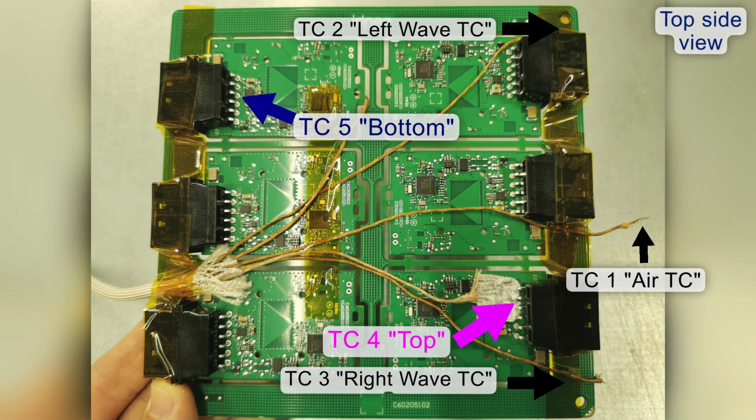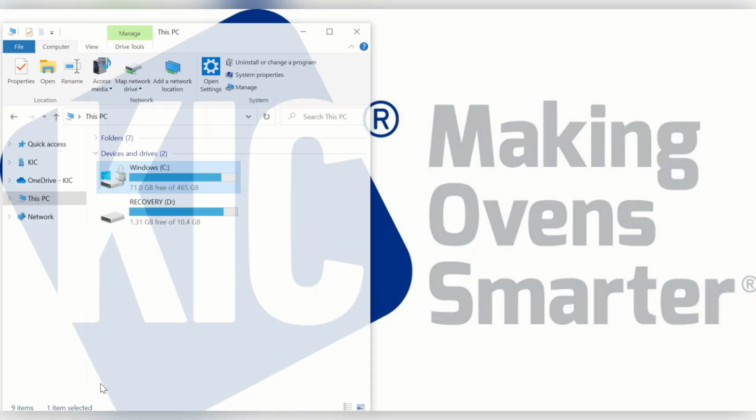You must attach at least one thermocouple to the top side of the product, and then you can attach more thermocouples to the top or bottom side of the product as needed.